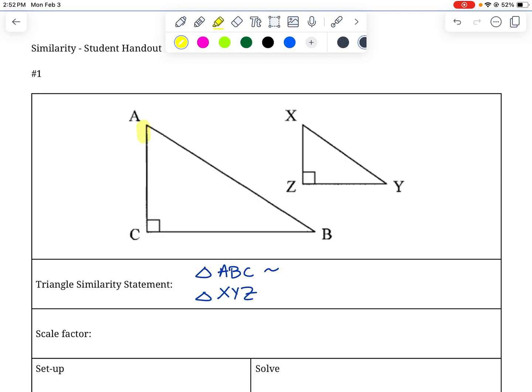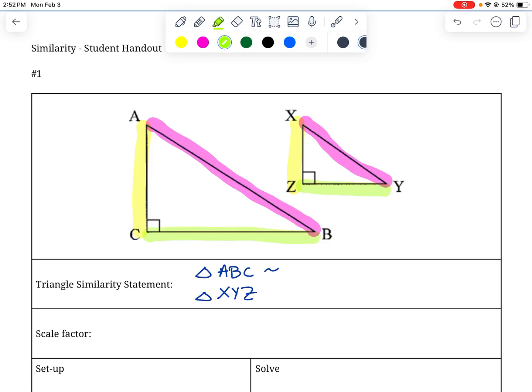So let's look at this. I'm going to use my colors here. AC and XZ match up. How will I know that? I'll explain that in a second. AB matches up with XY. Right here, it's easy to see, because neither of these triangles is rotated at all.